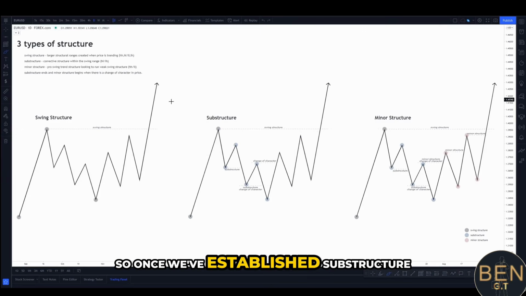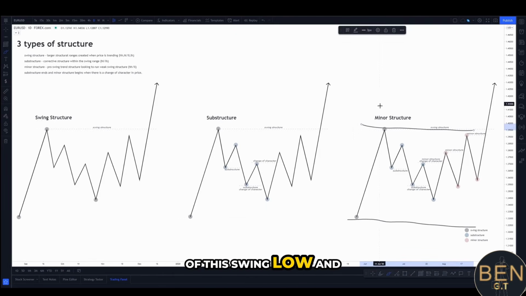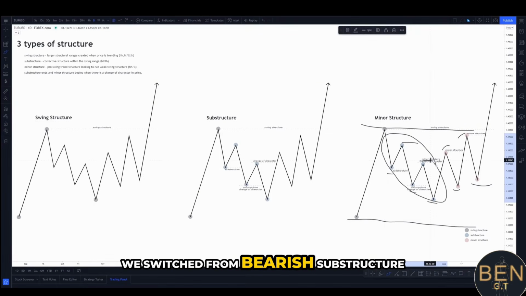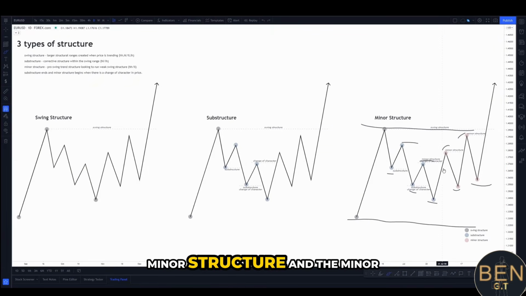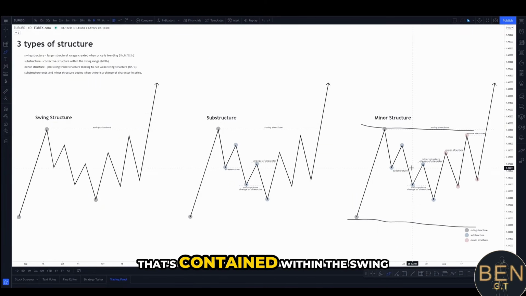So once we've established substructure, we can see that price is trading within the range of this swing low and this swing high. Price begins to correctively move to the downside, which is known as our substructure. Once we see a change of character, where we were creating lower lows and lower highs, and that paradigm shifts and we start to put in higher highs and higher lows, we're able to conclude that a change of character has begun. We switched from bearish substructure to bullish minor structure, and the minor structure is in essence the pro-trend structure that's contained within the swing structure.